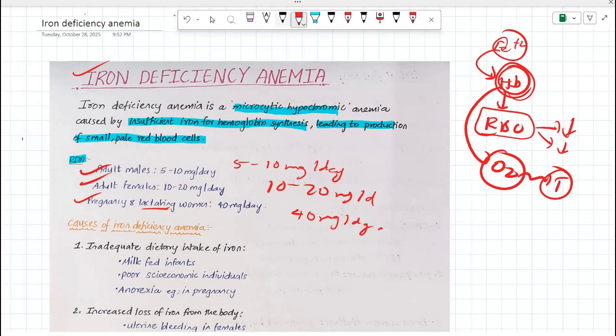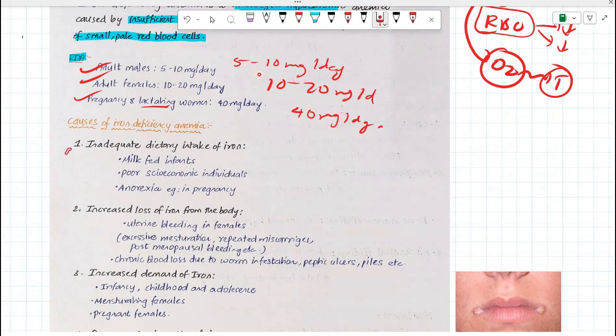Now, what are the exact causes of this iron deficiency anemia? There are almost four causes. The first one is due to inadequate dietary intake. When can this inadequate dietary intake be manifested? In milk-fed infants. If the infant is only fed with milk for a long period of time, there will be deficiency of iron leading to iron deficiency anemia.